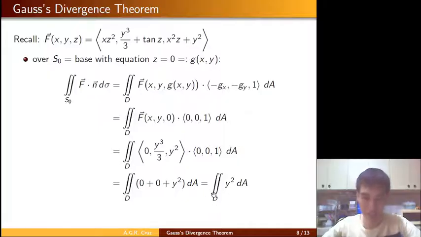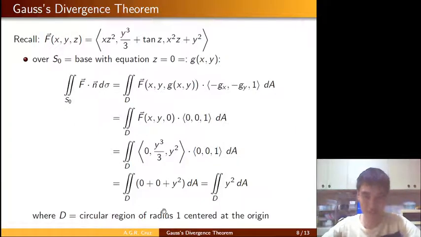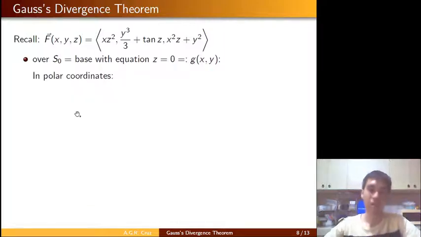Now remember, what is our D? It's the projection of S naught onto the xy plane, no? But remember our S naught, it's the circular base. Our sphere has radius 1, it's centered at the origin. So our D, the projection, is a circular region of radius 1, centered at the origin. So it's a circular region, centered at the origin, so it's convenient for us to convert this integral into polar coordinates.